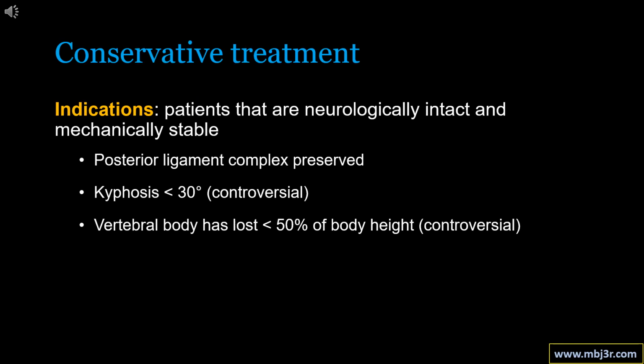Coming to the treatment, conservative treatment is indicated if the patient is neurologically intact and mechanically stable. Posterior ligament complex is preserved, kyphosis less than 30 degrees and vertebral body height maintained, that is, more than 50% of height maintained. These two, kyphosis and vertebral height, are controversial issues in the treatment. But if the patient is neurologically and mechanically stable, we can treat them conservatively.